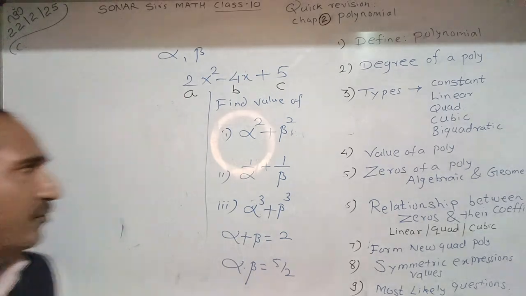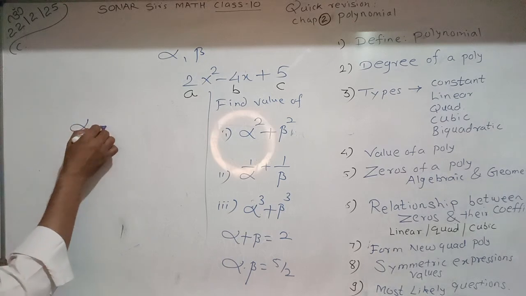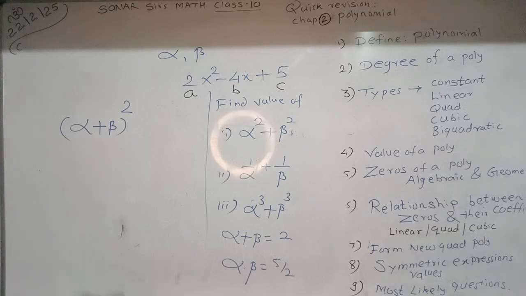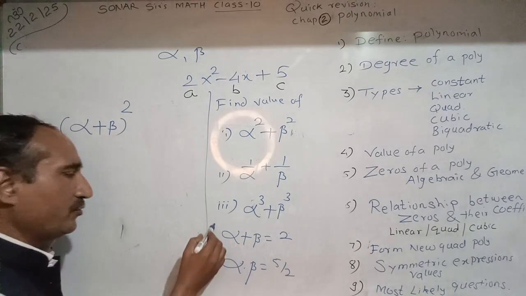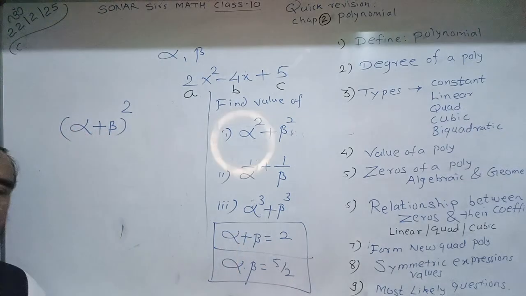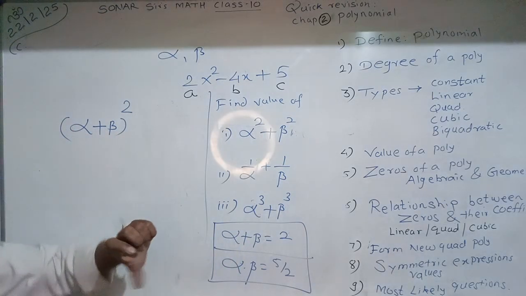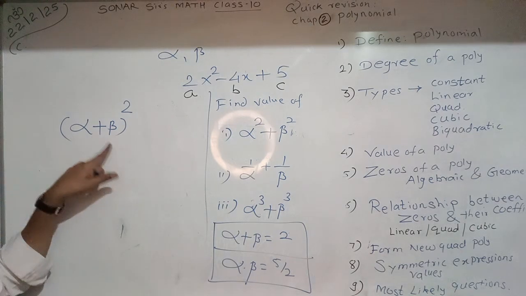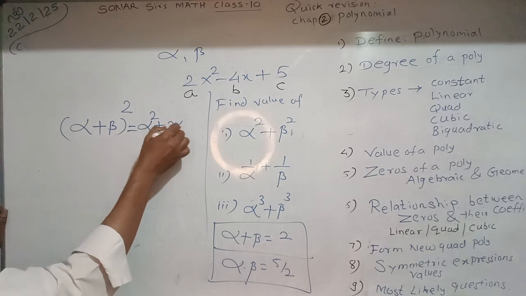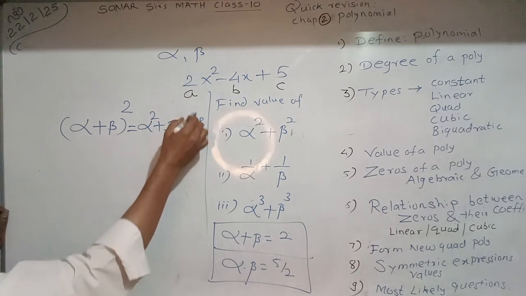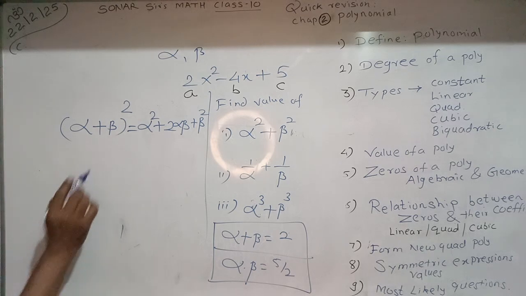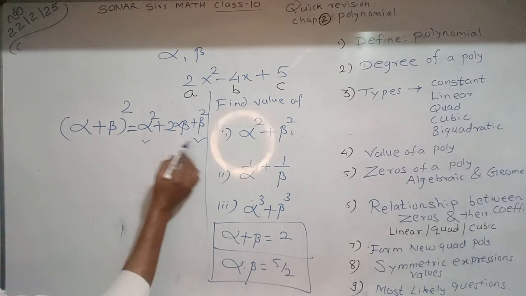So we can find alpha square plus beta square by using this identity, (alpha plus beta) whole square. Always we have to make use of these two values, alpha plus beta and alpha into beta. So we have to find the conversion. (Alpha plus beta) whole square is alpha square plus 2 alpha beta plus beta square. Here we'll get the value of alpha square plus beta square.